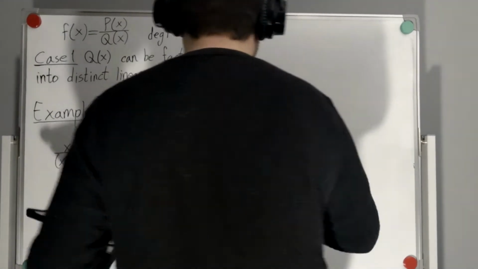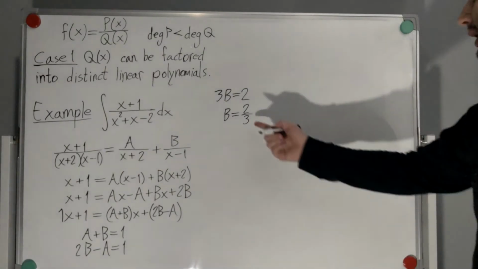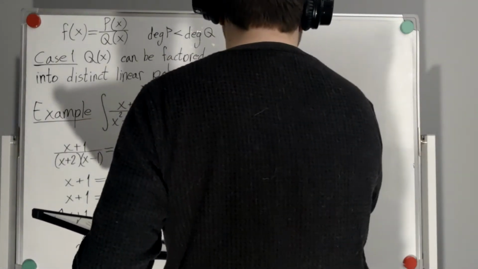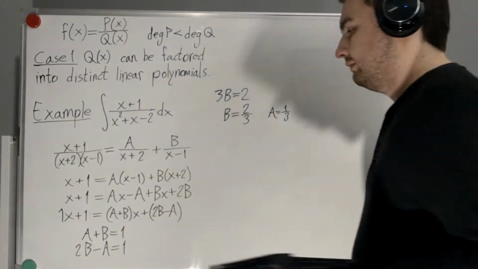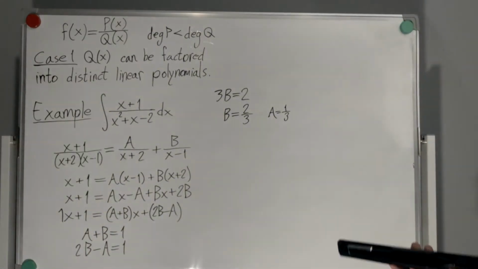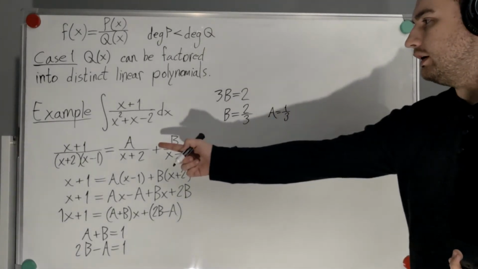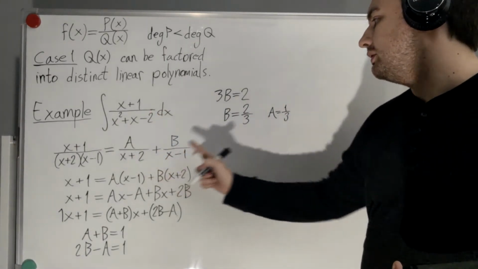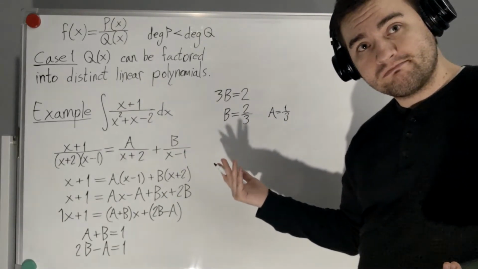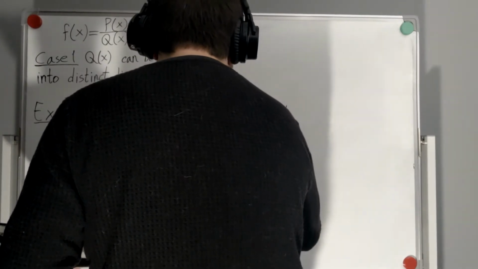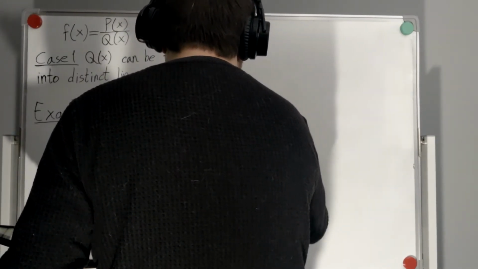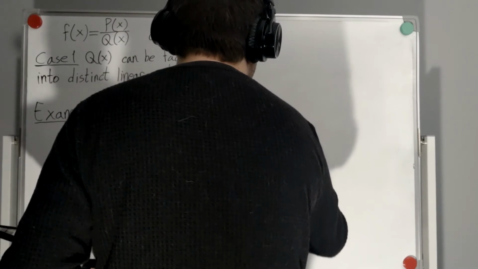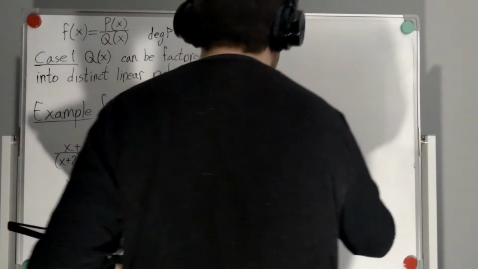In any case, the end result will be the same. Now then, b is 2/3, and in that case, that means a has to be 1/3, because it has to add up to 1. Alright, so in that case, this rational function can be written as 1/3 over x plus 2 plus 2/3 over x minus 1. So what we're actually dealing with now is the integral of 1/3 over x plus 2 plus 2/3 over x minus 1 dx.